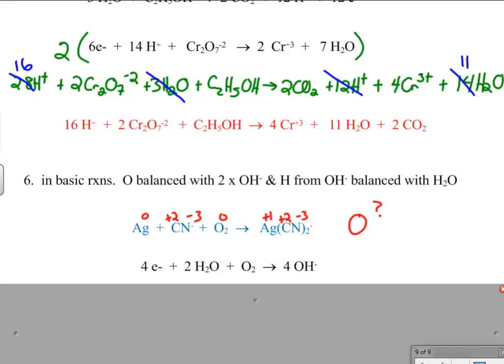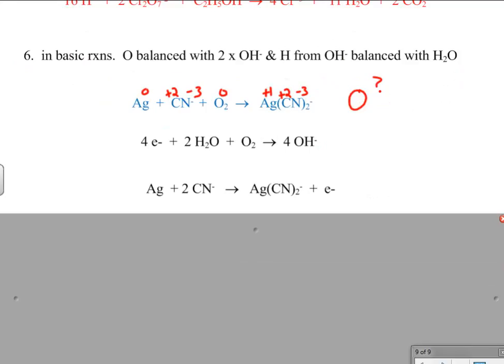We're going to start out with oxygen. So I use 4 hydroxides on the right because I have 2 oxygens on the left. That means I need 2 waters to take care of all my hydrogens, and then I end up with 4 electrons. So my charges are balanced, my atoms are balanced, in the first half reaction.